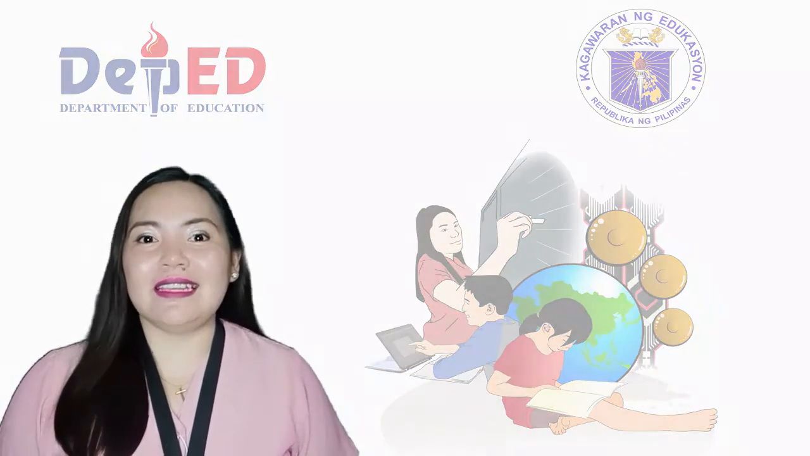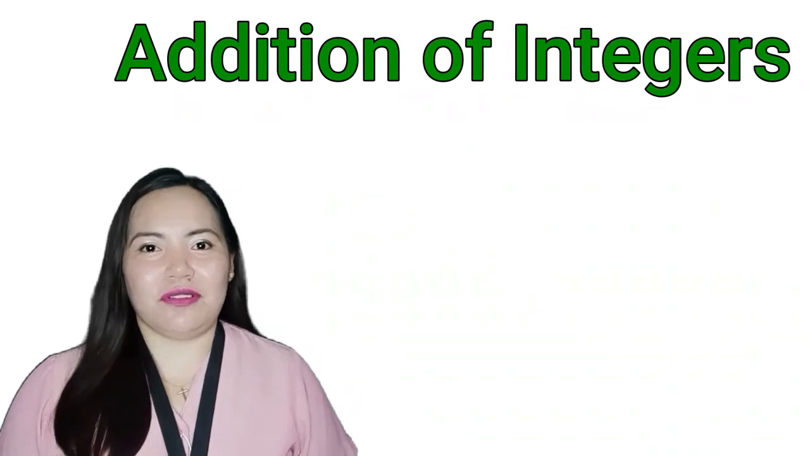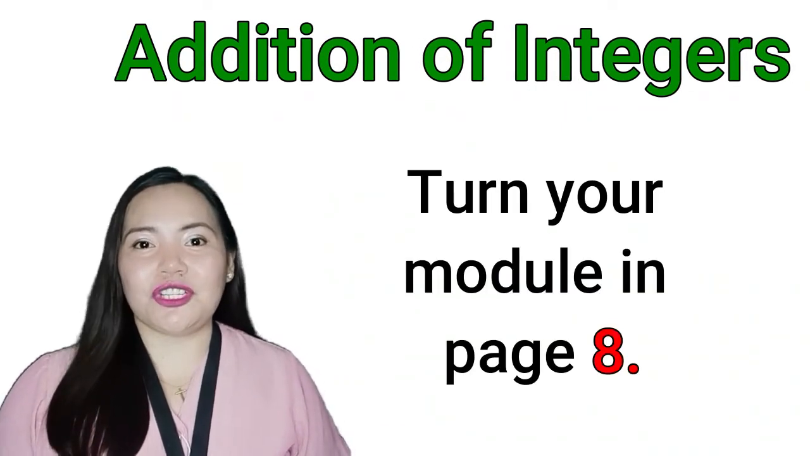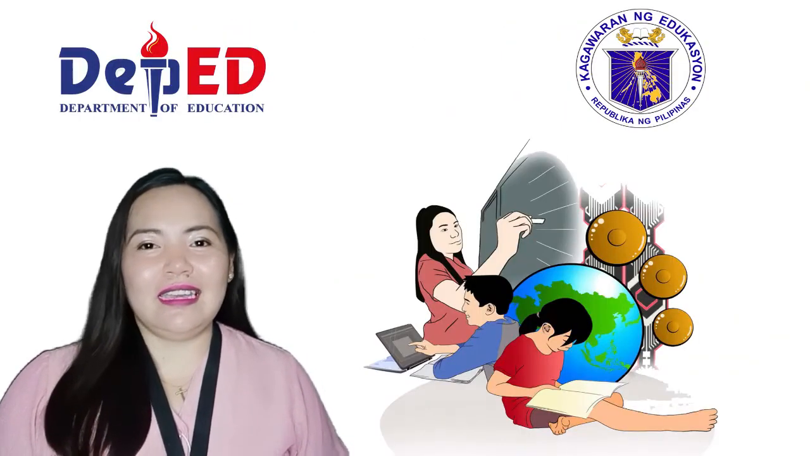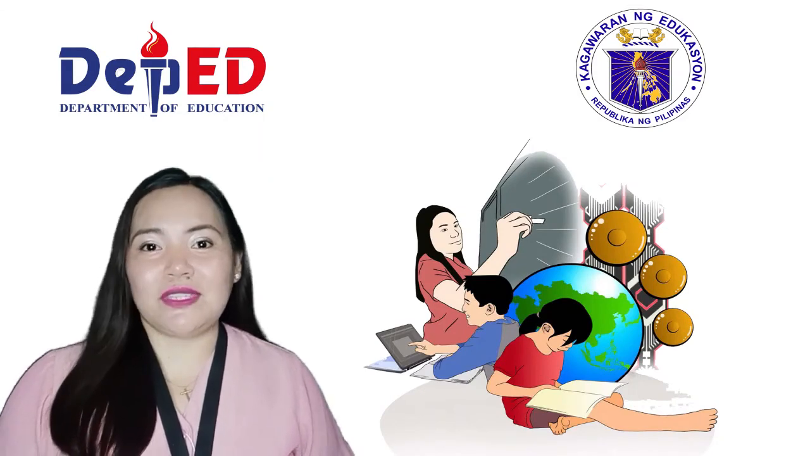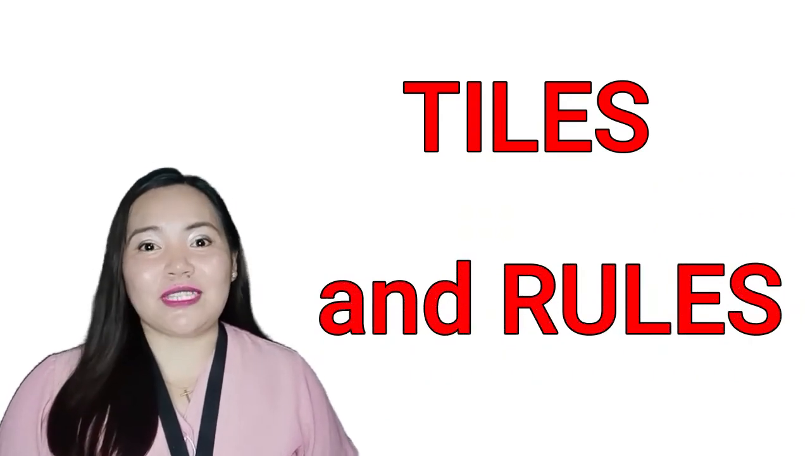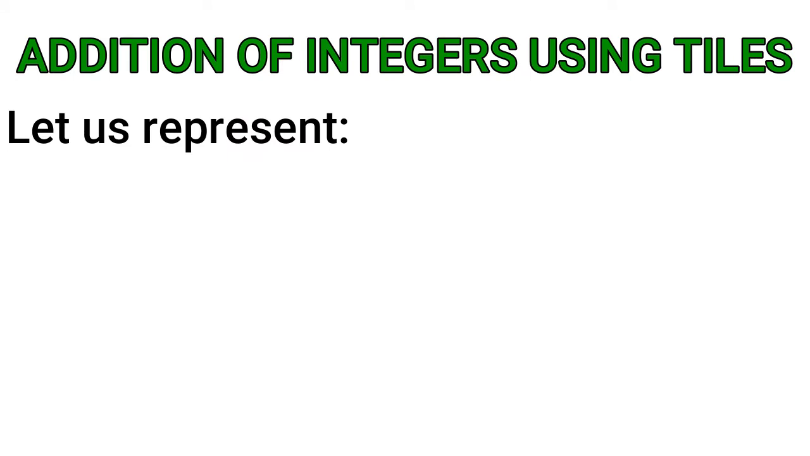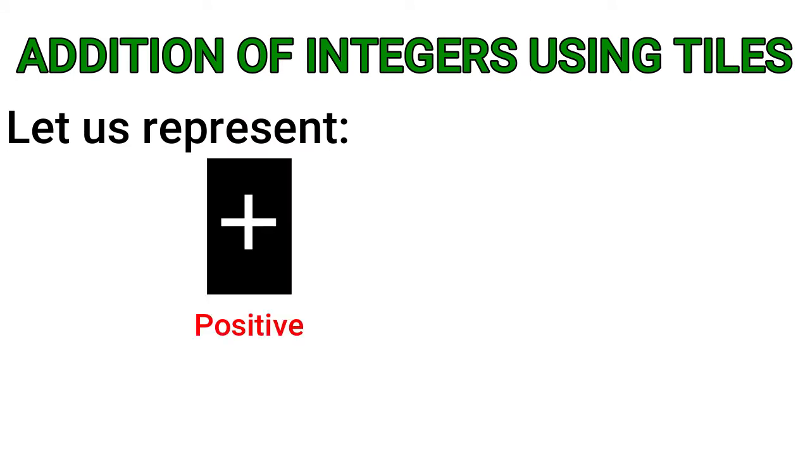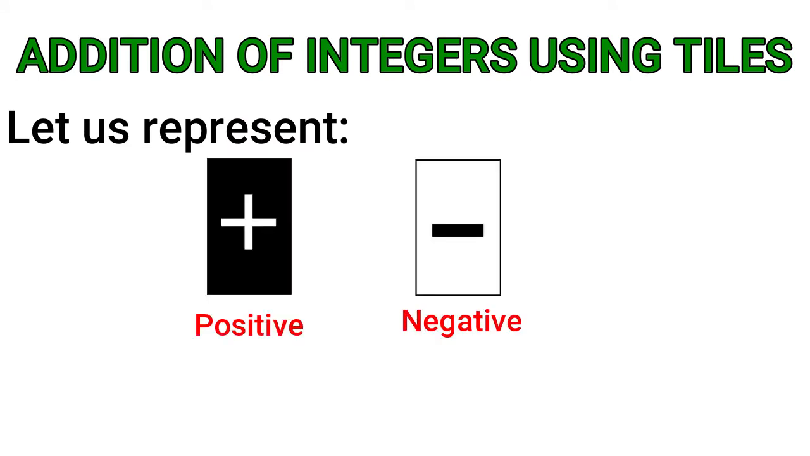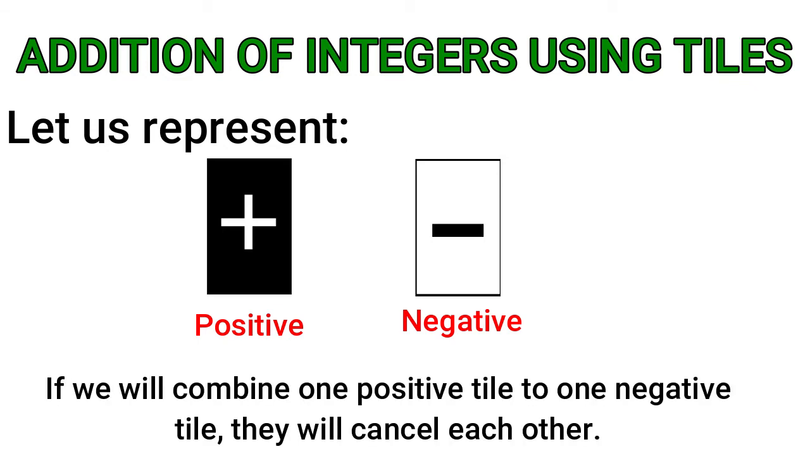Our next lesson is about the addition of integers. Kindly turn your module in page 8. In this lesson, we will be using two methods, using tiles and rules. Let us discuss the first method. Let us represent the black tile as positive and the white tile for negative. If we will combine one positive tile to another negative tile, they will cancel each other.